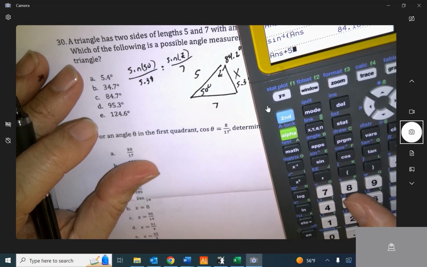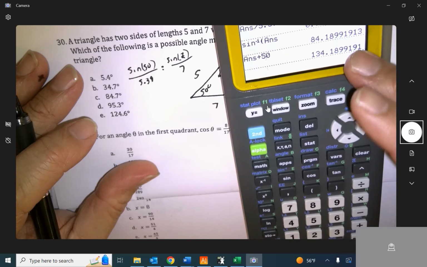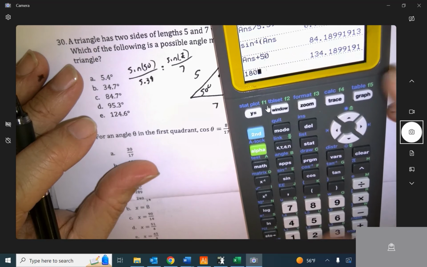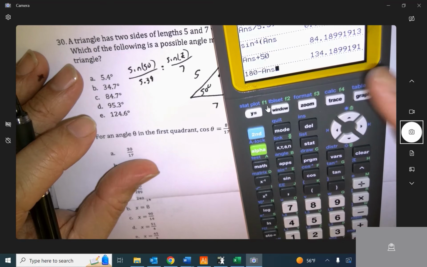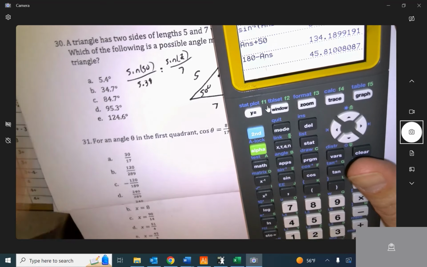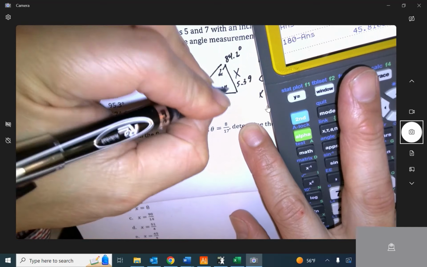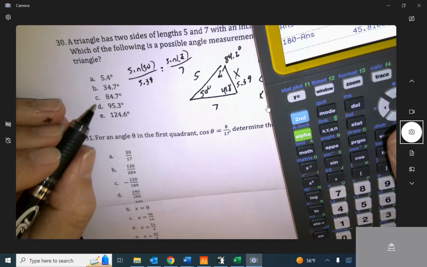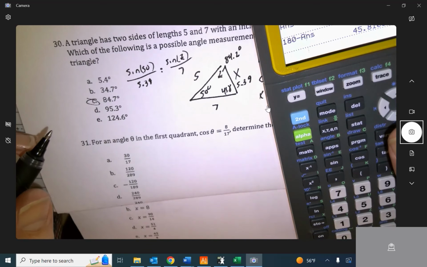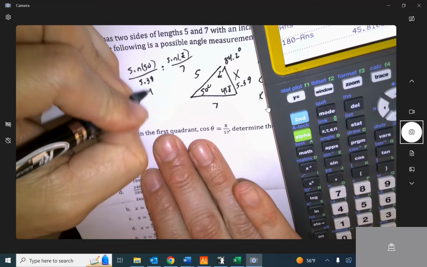Let's see, let's add our 50. 180 minus 45.8. So I guess the one we have here is 84.7. And you know, I rounded this. This was rounded.